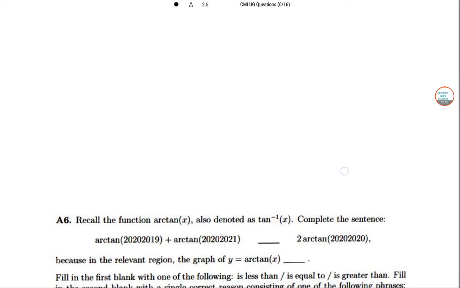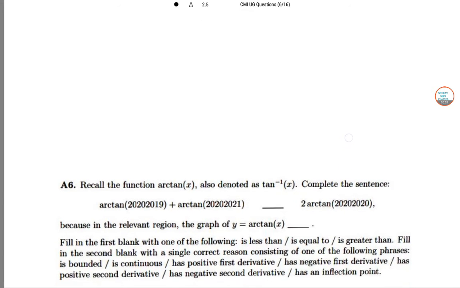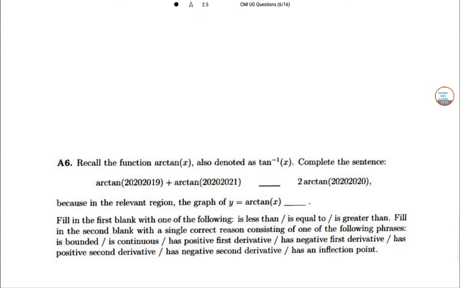Next, A6. Recall the function arctan, also denoted as tan inverse x. Complete the sentence: arctan 2020 is less than the average of arctan 2019 and arctan 2021, because of the relevant region, the graph of y equal to arctan x. Fill in the blanks with one of the following: is less than, is greater than. Okay, so a lot of stuff is being given. So the first one is less than because of the relevant region. So the relevant region or the interval is 0 to infinity first.